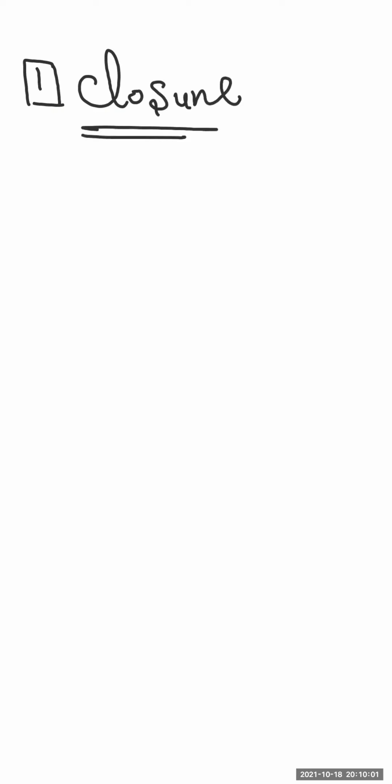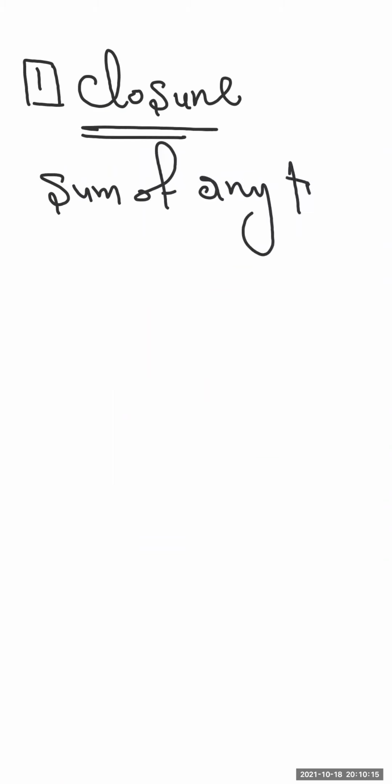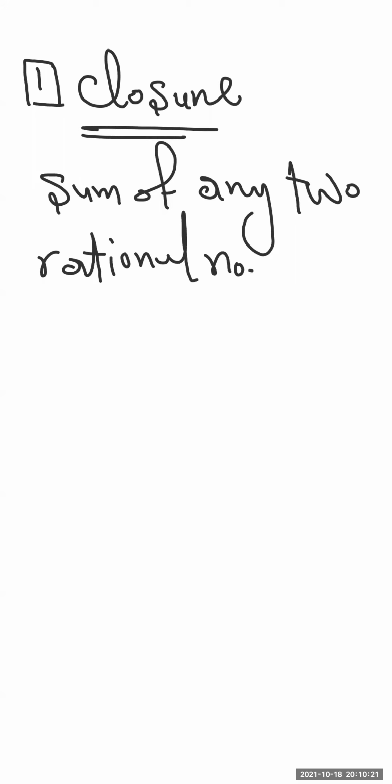Closure property. What's the meaning of closure property? Closure property means the sum of any two rational numbers is a rational number. Of course, yes, that's correct.